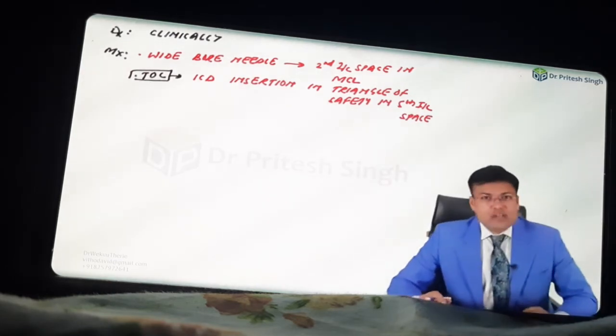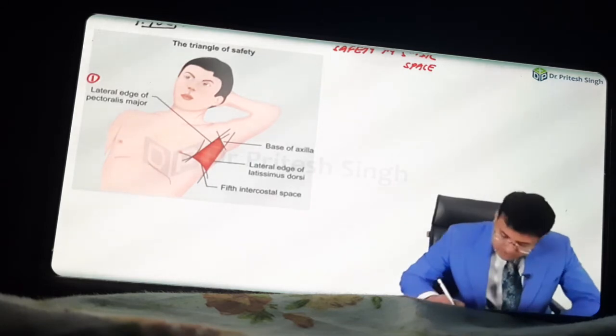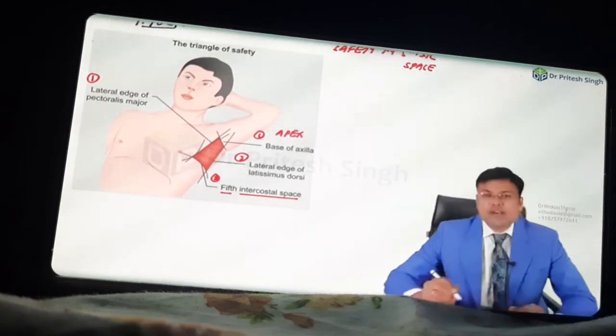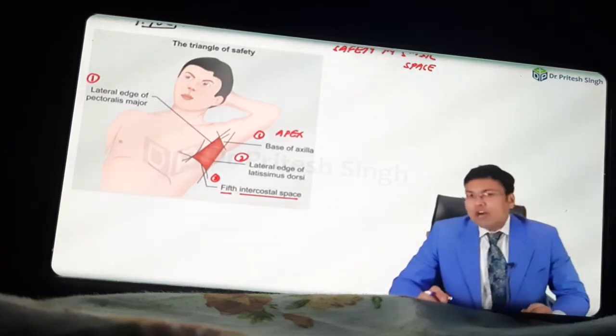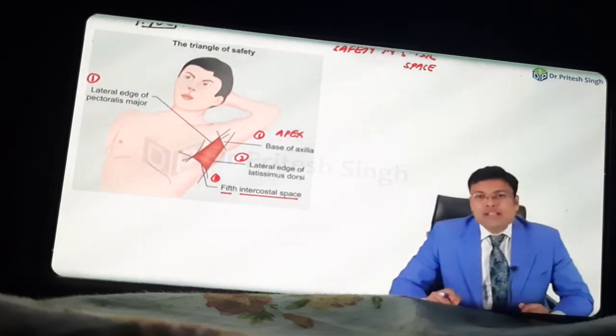Questions are asked, what are the boundaries of the triangle of safety? The boundaries are anteriorly the lateral border of pectoralis major, posteriorly the lateral border of latissimus dorsi, the base by a line passing through the fifth intercostal space, and the apex is the base of axilla. You can see anteriorly lateral border of pectoralis major, posteriorly lateral border of latissimus dorsi, superiorly the apex at the base of axilla, and the base by a line passing through the fifth intercostal space.